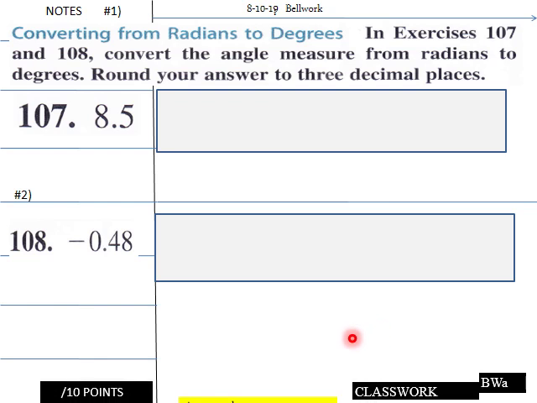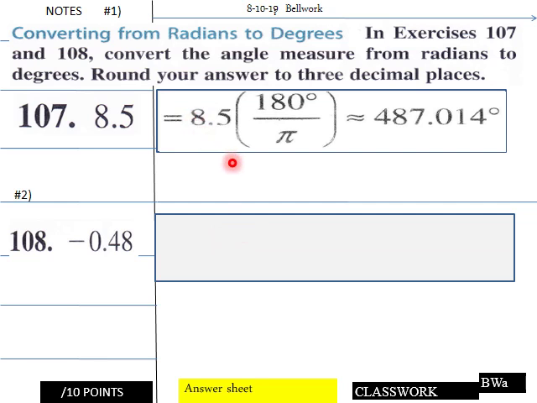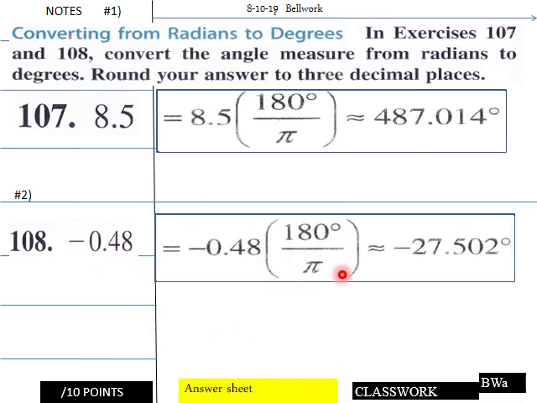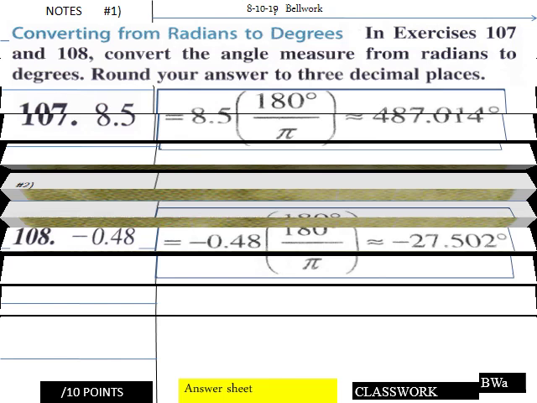Okay, welcome back for today's bell work. Our solutions today, students: 8.5 radians equals 487.014 degrees. Here's your conversion factor here for radians. And then negative 0.48, when you convert that to degrees, here's your conversion factor here, 180 over pi. You get negative 27.502 degrees. Students, you should have that.